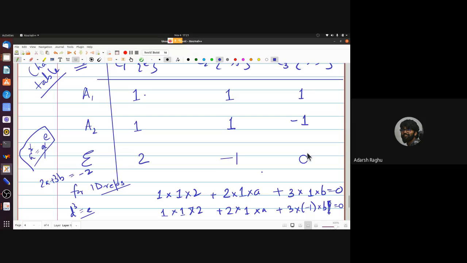Zero is the function acting on the... It's the null map acting on the vector space. What is this map? It's the null map acting on the vector space, right?